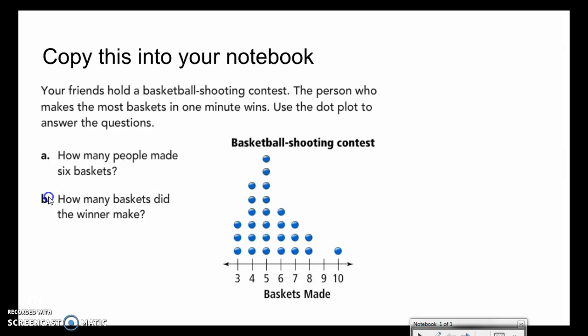How many people made 6 baskets? So we're going to keep going. Hopefully you can see that 4 kids made 6 baskets. How many baskets did the winner make? And there was 1 kid who won. 1 kid made all 10 baskets. Good job. Okay? So, we're going to do this one.